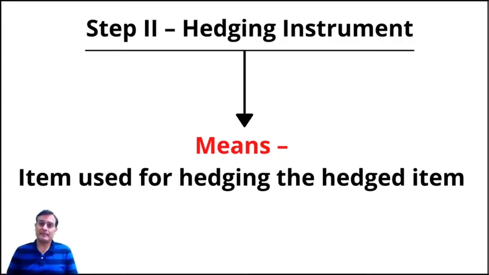Just to recall once again, we were talking in terms of the investment which is made in debt instruments, and the investment made in debt instruments is supposed to be a hedged item. And when you enter into a derivative contract, the derivative contract is what we call a hedging instrument, which shall be used to hedge the risk associated with the hedged item. Now let's find out in detail about step number two.